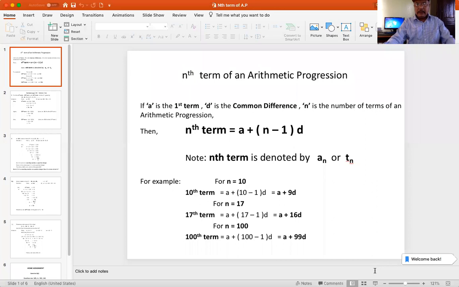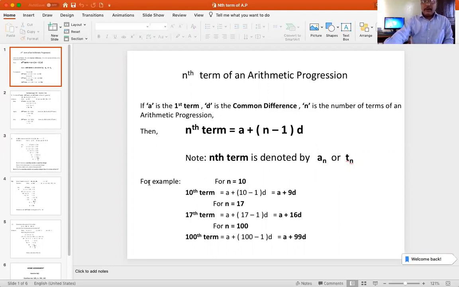In today's video, I'll be discussing the nth term of an arithmetic progression. Now if A is the first term, D is the common difference, and n is the number of terms of an arithmetic progression, then the nth term is equal to A plus (n minus 1) into D. We have to note here that the nth term is also denoted by an or tn. That is, instead of writing nth term, we also write an or tn.